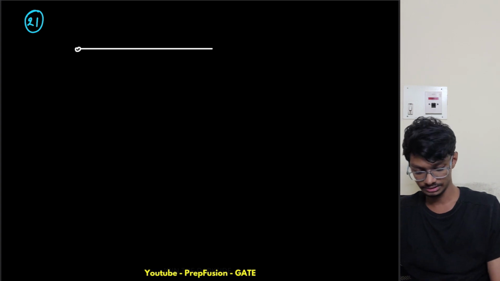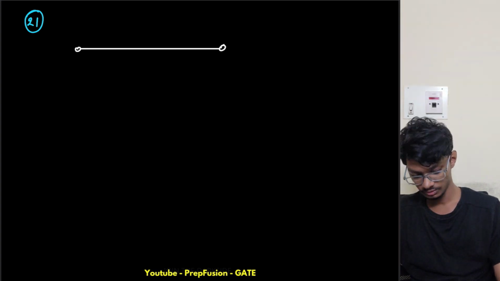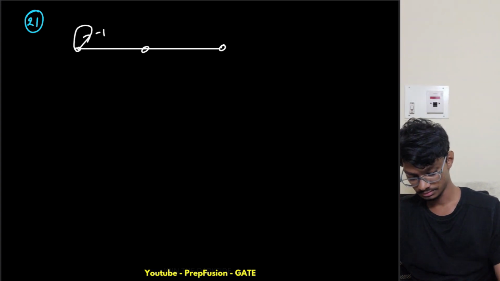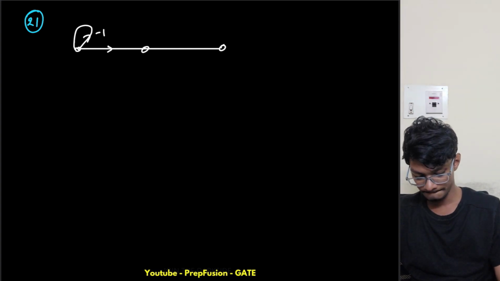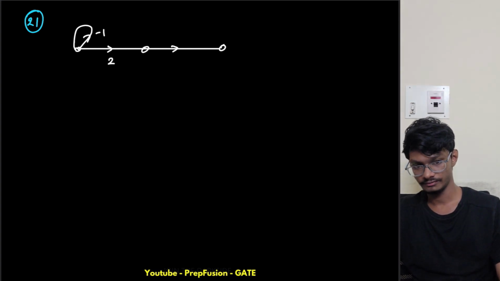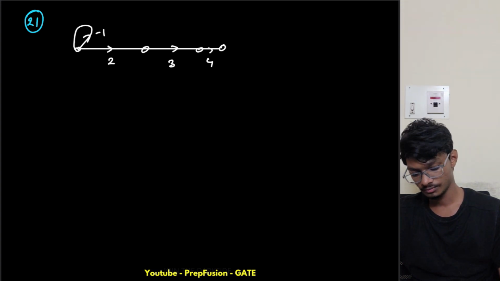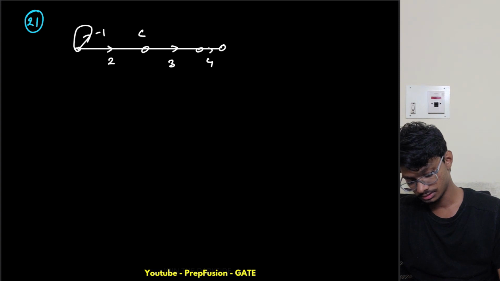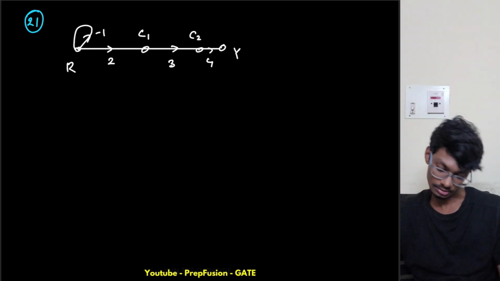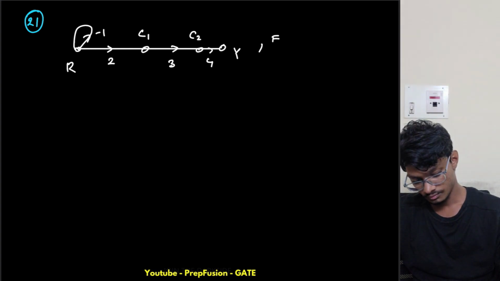So again we have this question, right? This is a signal flow graph basically. This time the self-sustaining loop is in front, not in the middle. It is at the start, right? Okay, 2. We have another loop here also, 3 and 4. Let's say this is C1, this is C2, and this is Y, and this is R. So find Y by R.